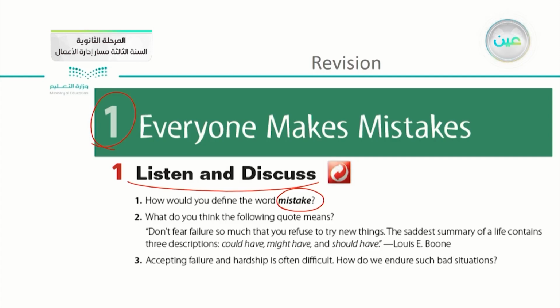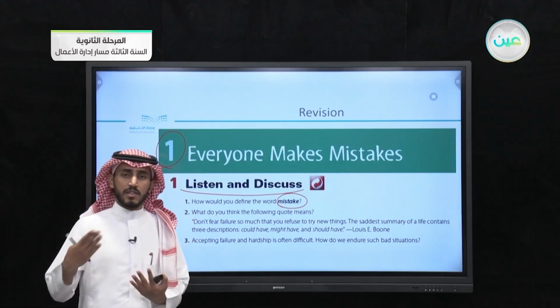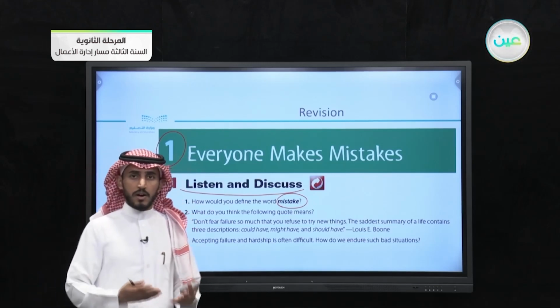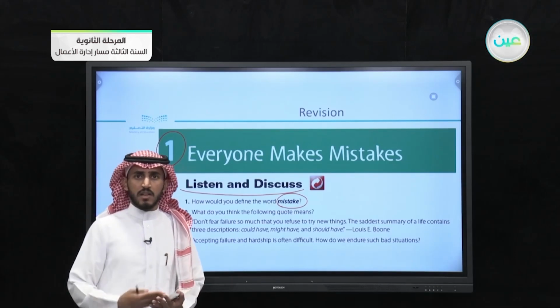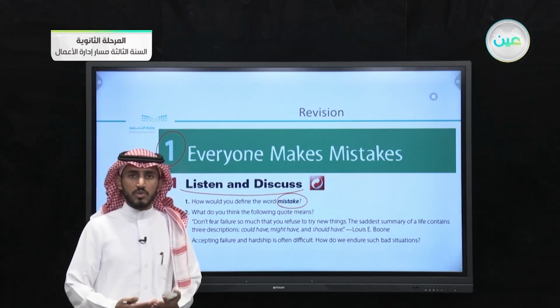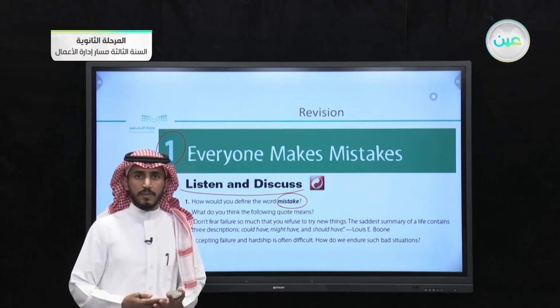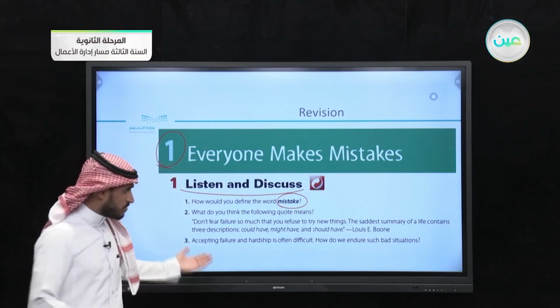Number 3, accepting failure and hardship is often difficult. How do we endure such bad situations? What do you do if you do something and the consequences of this thing come as a wrong thing or as unpleasant results? How would you deal with this situation? How do you usually react to such situations?